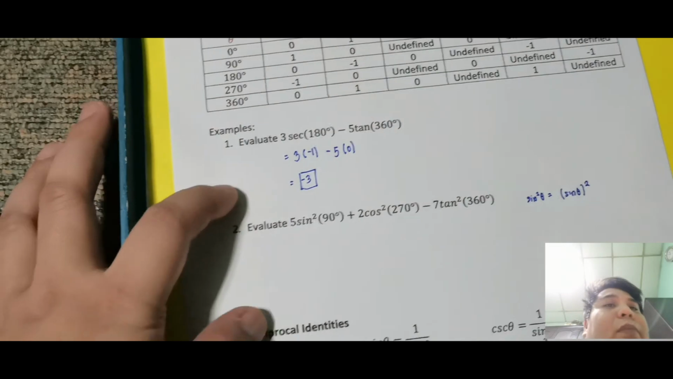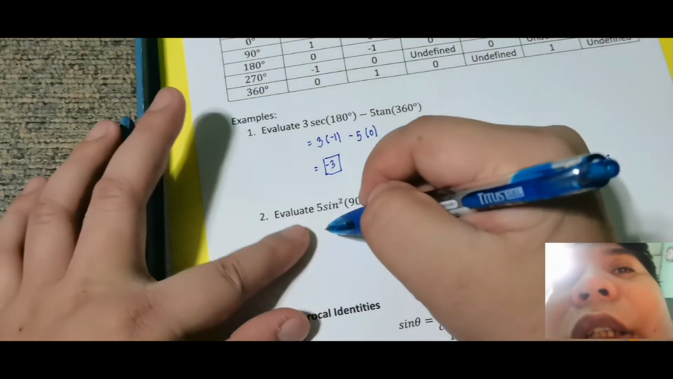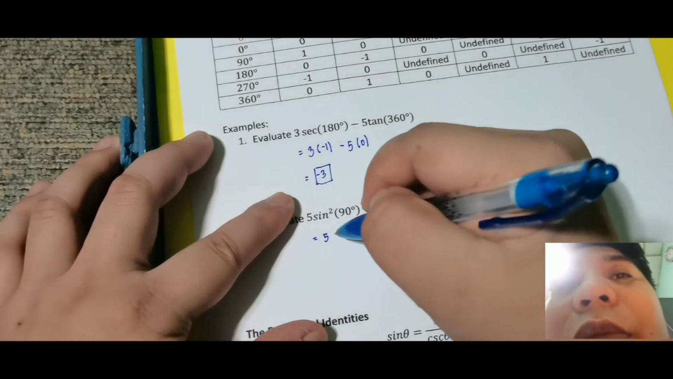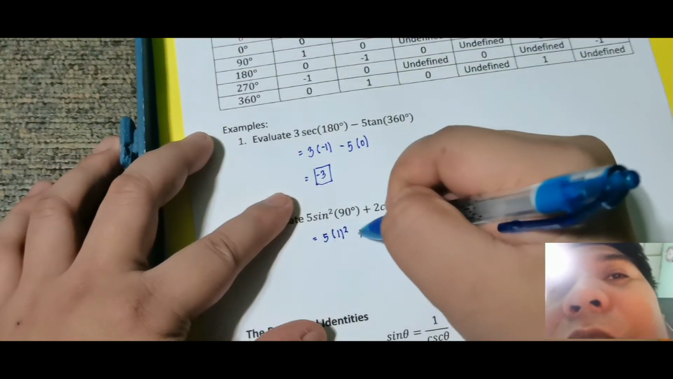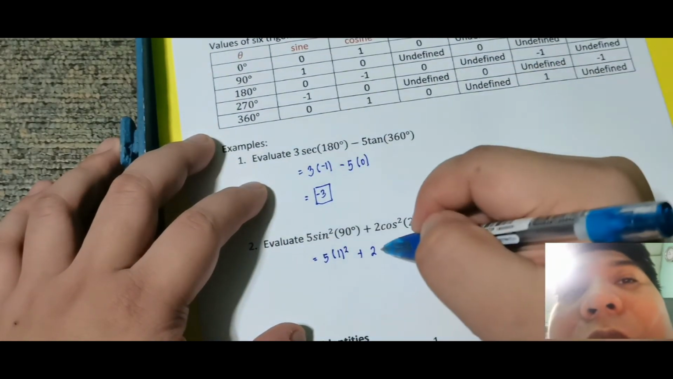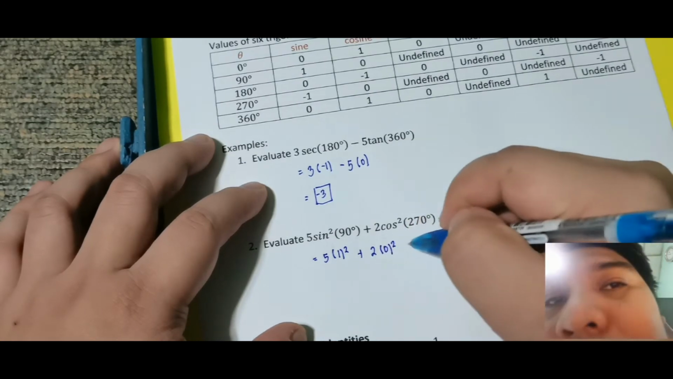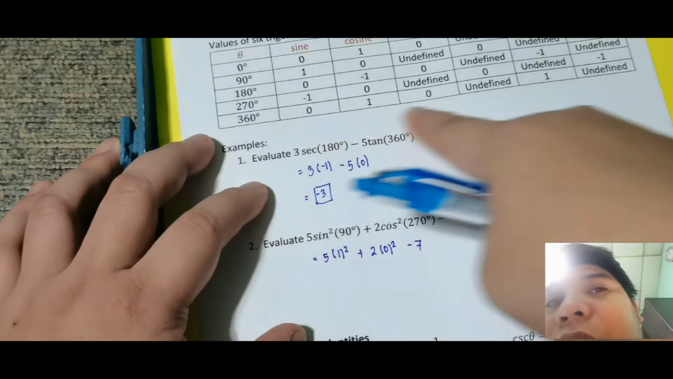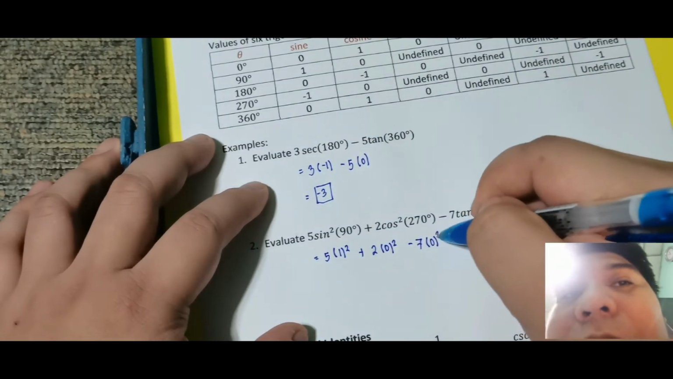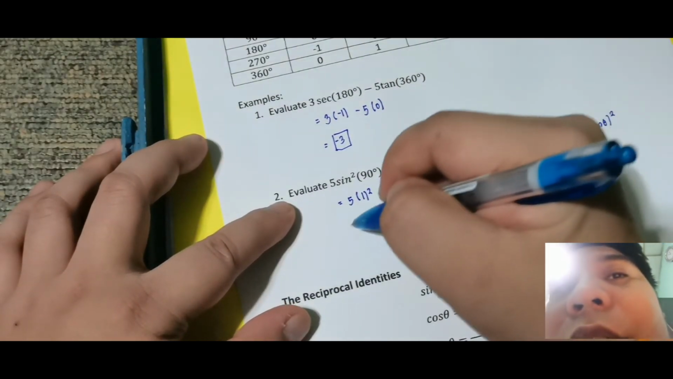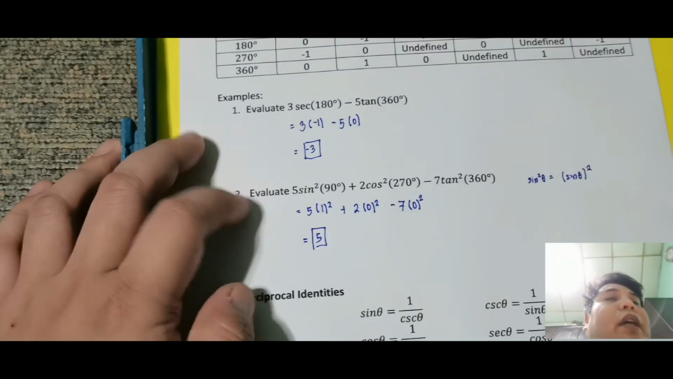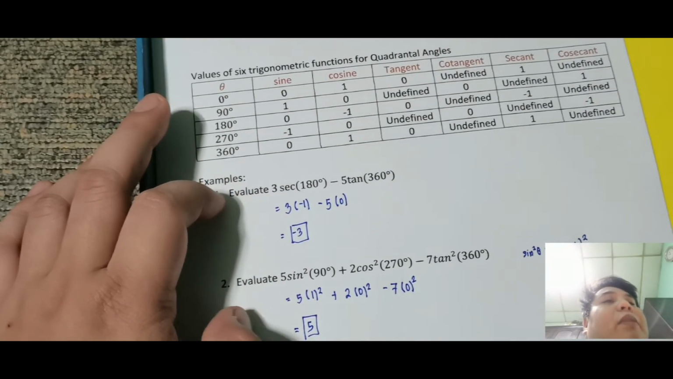So anong gagawin? That is 5 sin 90 degree. So this is equal sa 5. What is sin 90 degree? Sin 90 degree is 1. So that is 1 squared, kasi naka-square. Plus 2 cosine 270 degree, that is 0, pero lagay pa rin natin yung square kasi naka-square eh. Minus 7 tangent 360 degree, that is 0 tapos naka-square. Okay, then simply this is 5, kasi 0 na yung dalawa. Wala na yan eh. Okay, so napaka-useful na itong values ng 6 trigonometric functions for quadrantal angle.